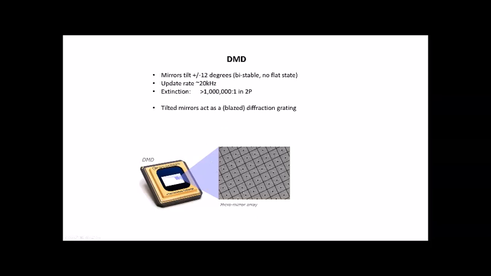And that allows us to very flexibly pattern light. As opposed to other spatial light modulators like liquid crystal SLMs, they have very, very good extinction, which is also important for being power efficient, which is an important thing in two-photon imaging.